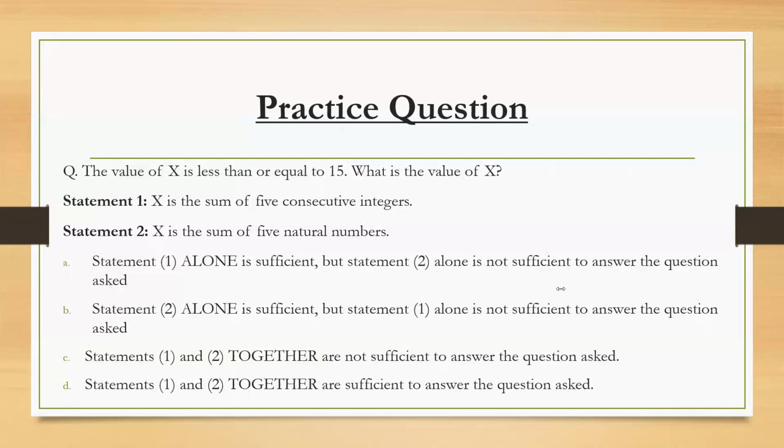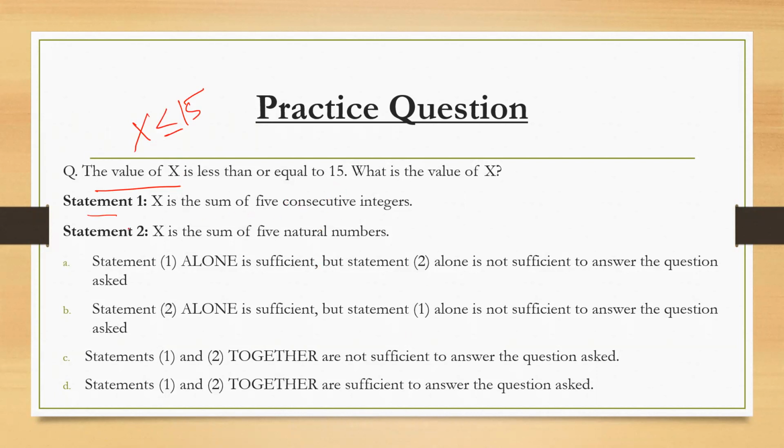Okay. All right. So see here. What is the question asking? Question is saying value of x, right? The condition given here is the value of x is less than equal to 15. This is the condition given. Fine. Now statement 1 says x is the sum of 5 consecutive integers. Statement 2 says x is the sum of 5 natural numbers. So most of you went with C. That is, it's not sufficient to answer the question asked.